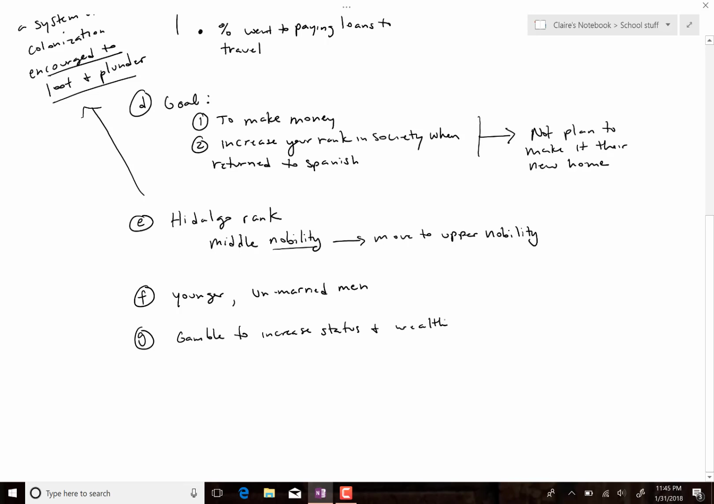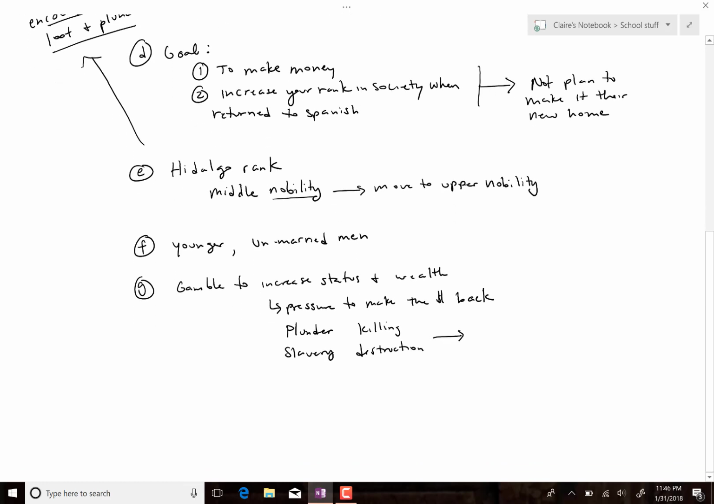It was a very expensive gamble. They were financed through loans and family members, which put them under extreme pressure to make the money back. This meant, of course, that plunder, slavery, killing, destruction, all were going to be okay, because the ends justify the means, essentially, that you did what you needed to do to move up in rank.